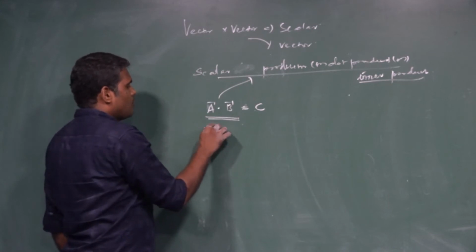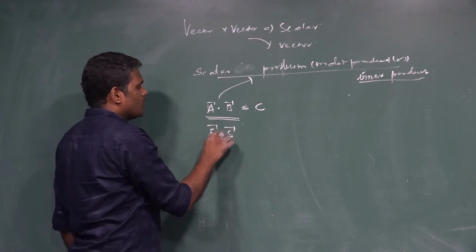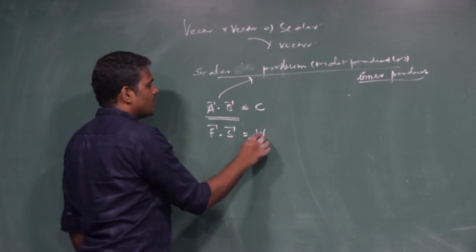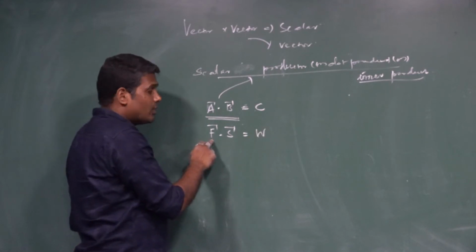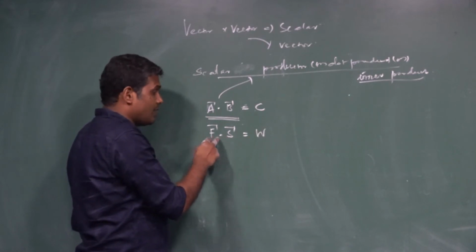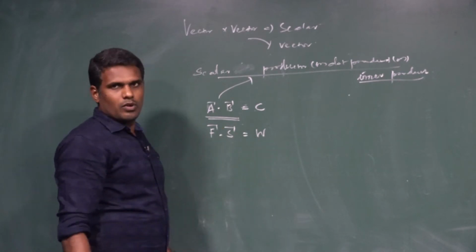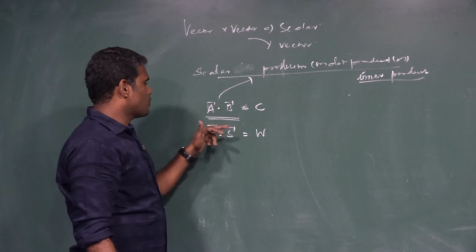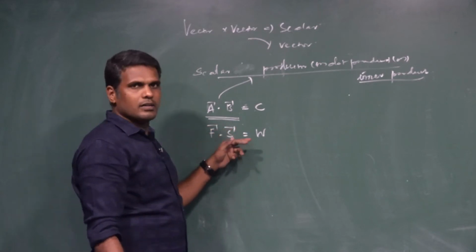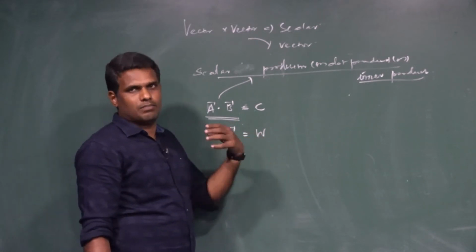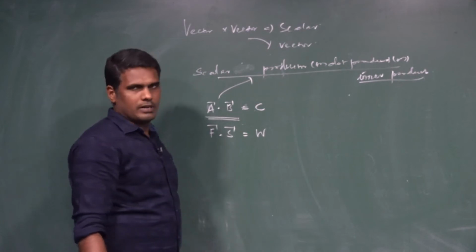For example, force vector when multiplied with a displacement vector gives you work done. Force is a vector quantity, displacement is a vector quantity. They are taken a dot product. The resulting quantity is work done, which is a scalar quantity. So, if two vectors are taken a dot product and the resulting quantity is a scalar, then the product is called a scalar dot product.